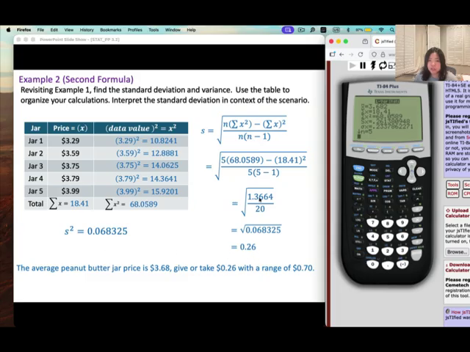0.26. They don't give the variance because they assume that you would just take the square of the standard deviation, and that will become your variance. And then n equals 5.